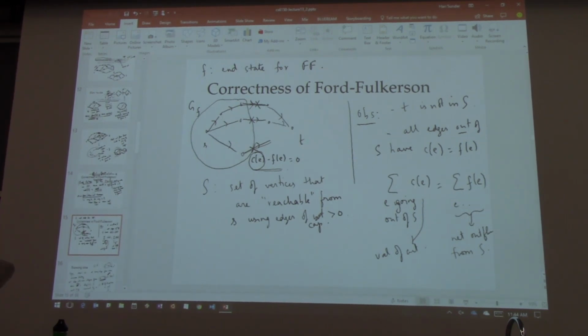No, there's no iteration. I don't understand. So what do you mean by? So I'm asking, how do we come up with this set S?